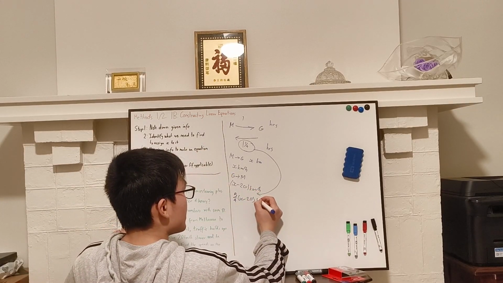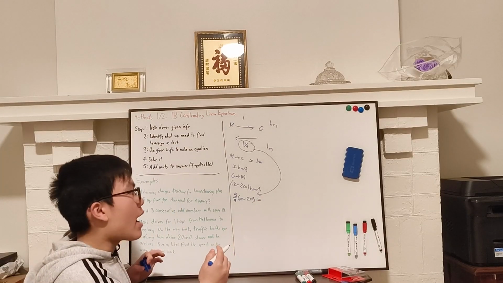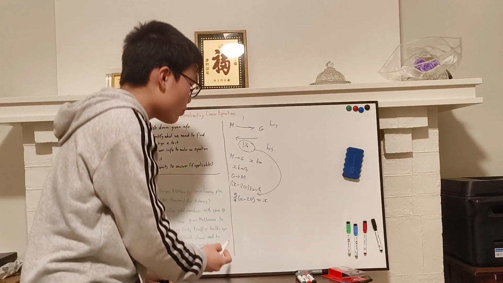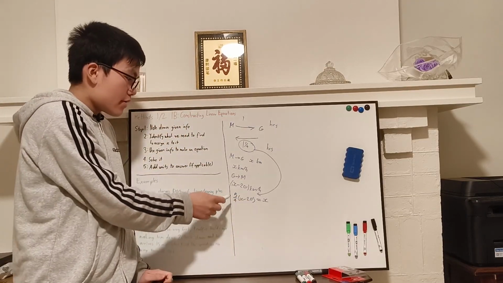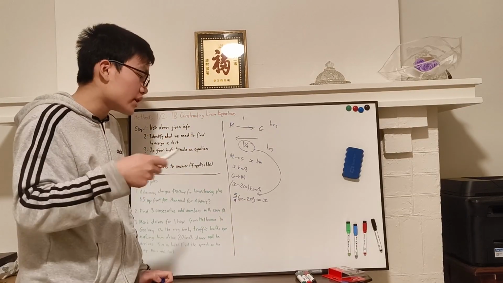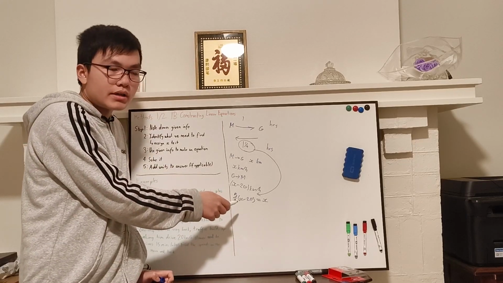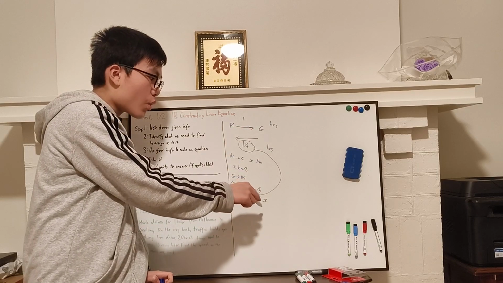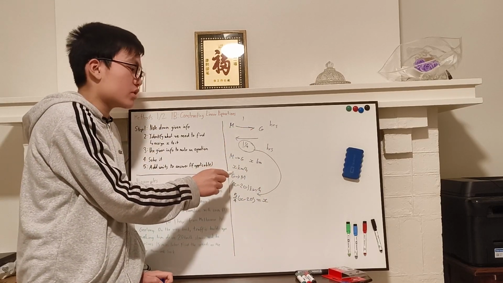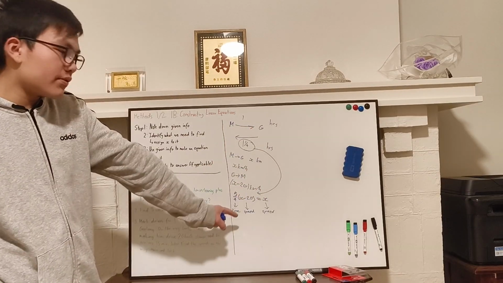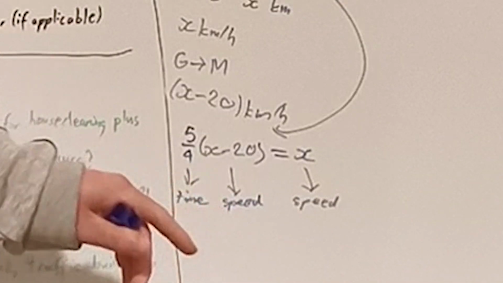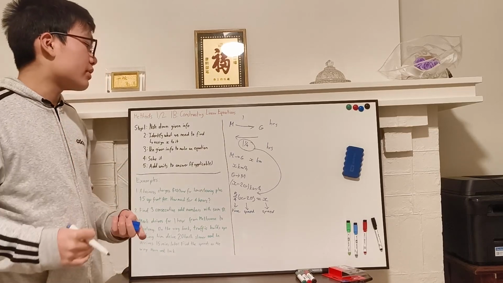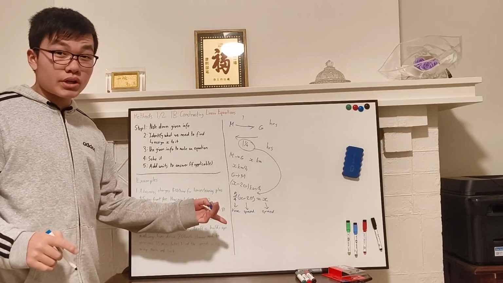Now what we can do is make it so that they equal x, because this is what it's effectively saying. 5/4 of an hour, so how long he took, multiplied by the speed, equals 1 hour, so 1 times x kilometers per hour, which is also the speed. So that's what this equation is effectively saying. It's a little bit complex, but when we break it down, it's going to be a little bit more simplified. So this is our linear equation.